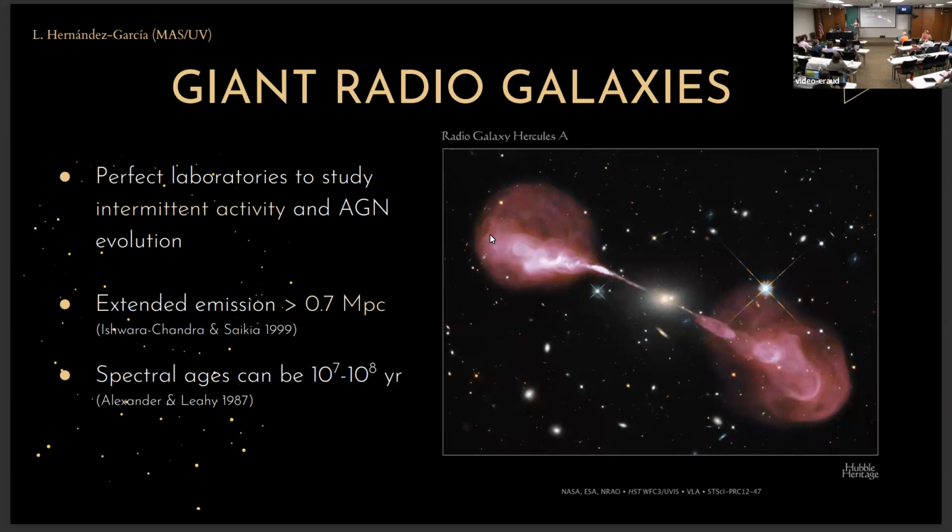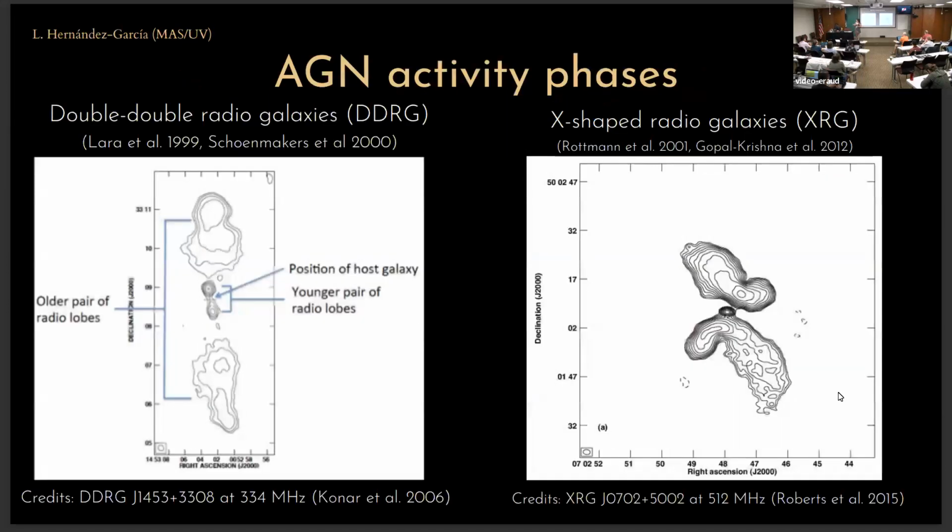And the interesting thing about this kind of galaxies is that the time it takes the matter to go from the very nuclear center to the lobes can be as much as 10^8 years, while the AGN phase is shorter. It can take like 10^5 years, more or less. So if we observe in the radio, there are some galaxies, these kind of giant radio galaxies, where we can see different phases of nuclear activity.